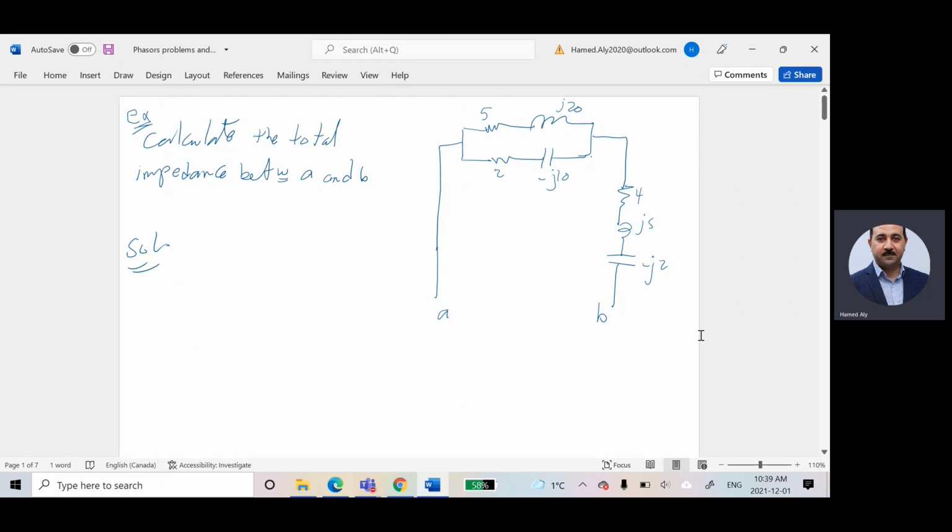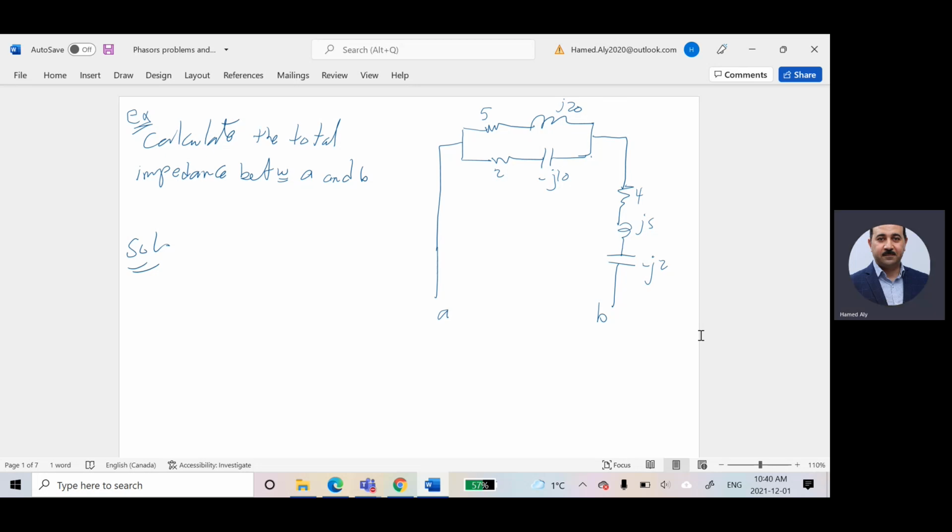Yesterday, we started talking about phasors and how to convert from time domain to phasor domain. I told you that for any resistor, if you would like to represent it in phasor domain, it will be the same R. For any inductor, the representation in phasor domain is j omega L. What's omega? 2 pi f, where f is the frequency. And the capacitor is represented by negative j 1 over omega c.